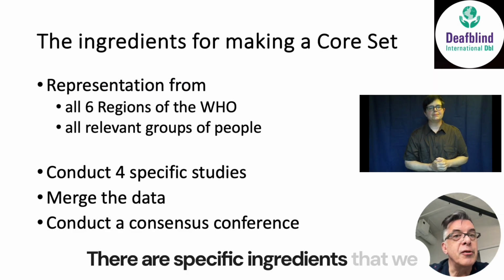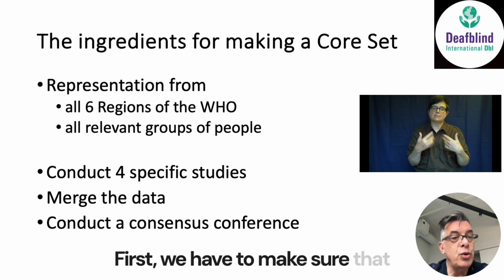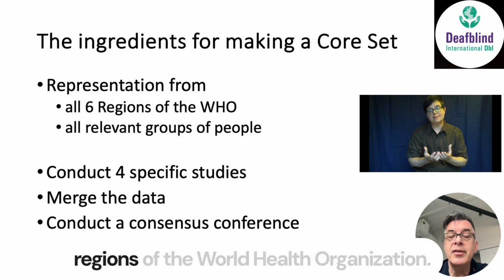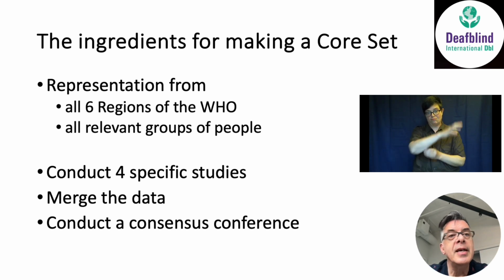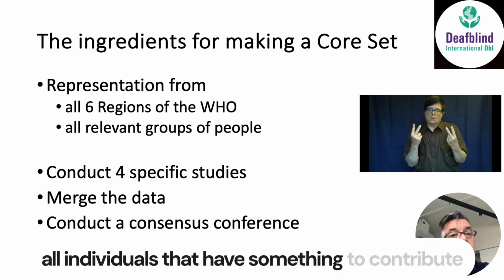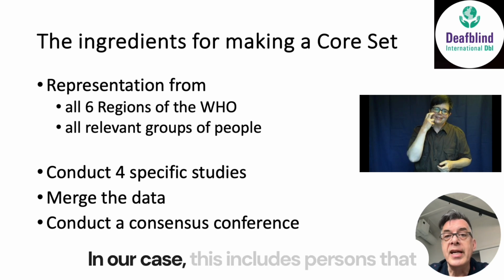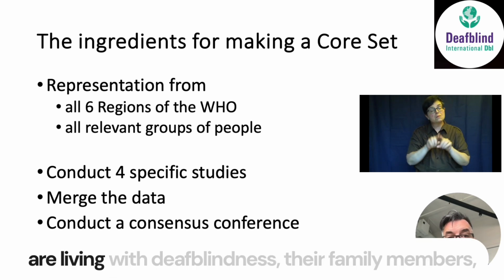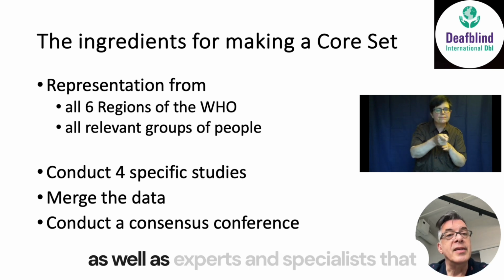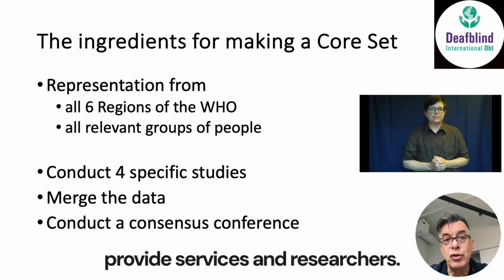There are specific ingredients that we need to make a core set. First, we have to make sure that the data we're utilizing represents all 6 regions of the World Health Organization. Second, we need to make sure that all individuals that have something to contribute are included in the process. In our case, this includes persons that are living with deafblindness, their family members, as well as experts and specialists that provide services and researchers.